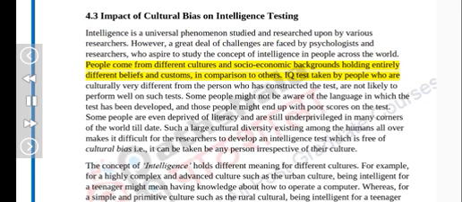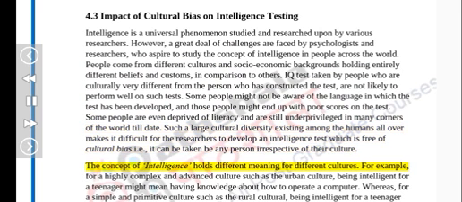People come from different cultures and socioeconomic backgrounds, holding entirely different beliefs and customs in comparison to others. People who are culturally very different from the person who has constructed an IQ test are not likely to perform well on it. Some people might not be aware of the language in which the test has been developed, and those people might end up with poor scores on the test. Some people are even deprived of literacy and are still underprivileged in many corners of the world to date. Such a large cultural diversity among humans makes it difficult for researchers to develop an intelligence test which is free of cultural bias, i.e., one that can be taken by any person irrespective of their culture.